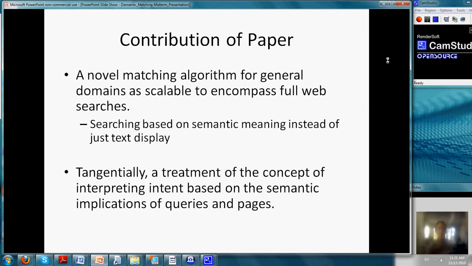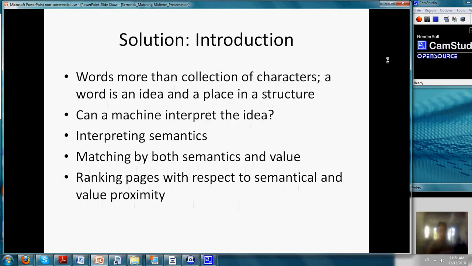The main contribution of this paper is a novel matching algorithm to search based on semantic meaning instead of just text display. We know that words are more than a collection of characters. A word is an idea and assumes a place in a structure. A machine can match characters. Today, it cannot interpret an idea. What about a structure? Work has already been done to determine the syntactical value of a word, and our idea is to factor that structure value into the final matching value.